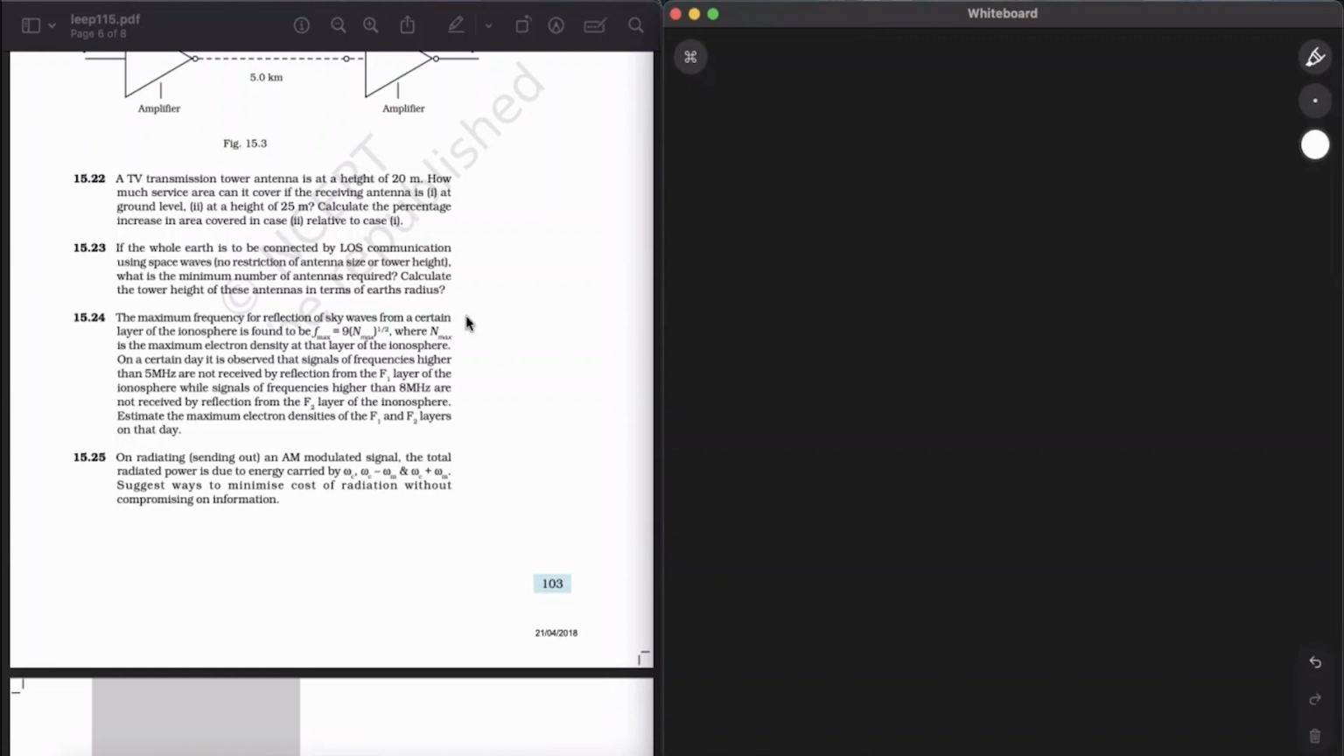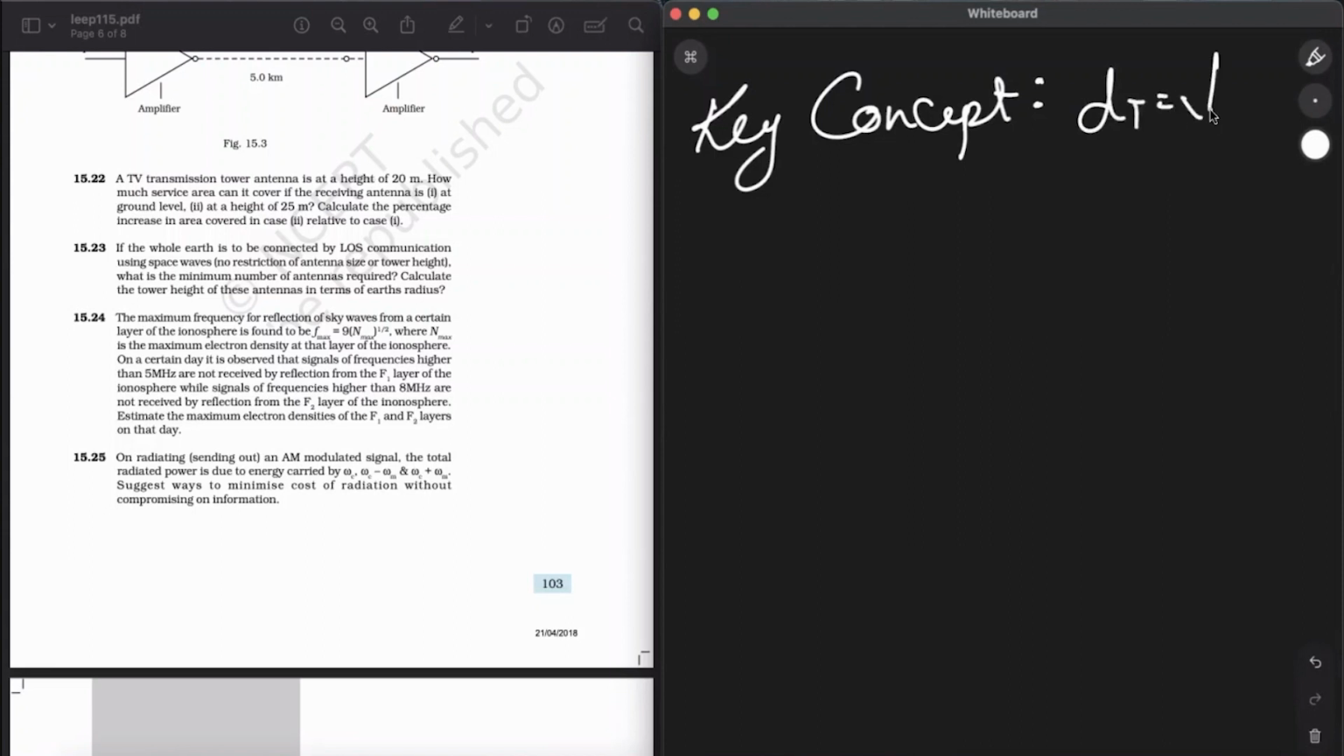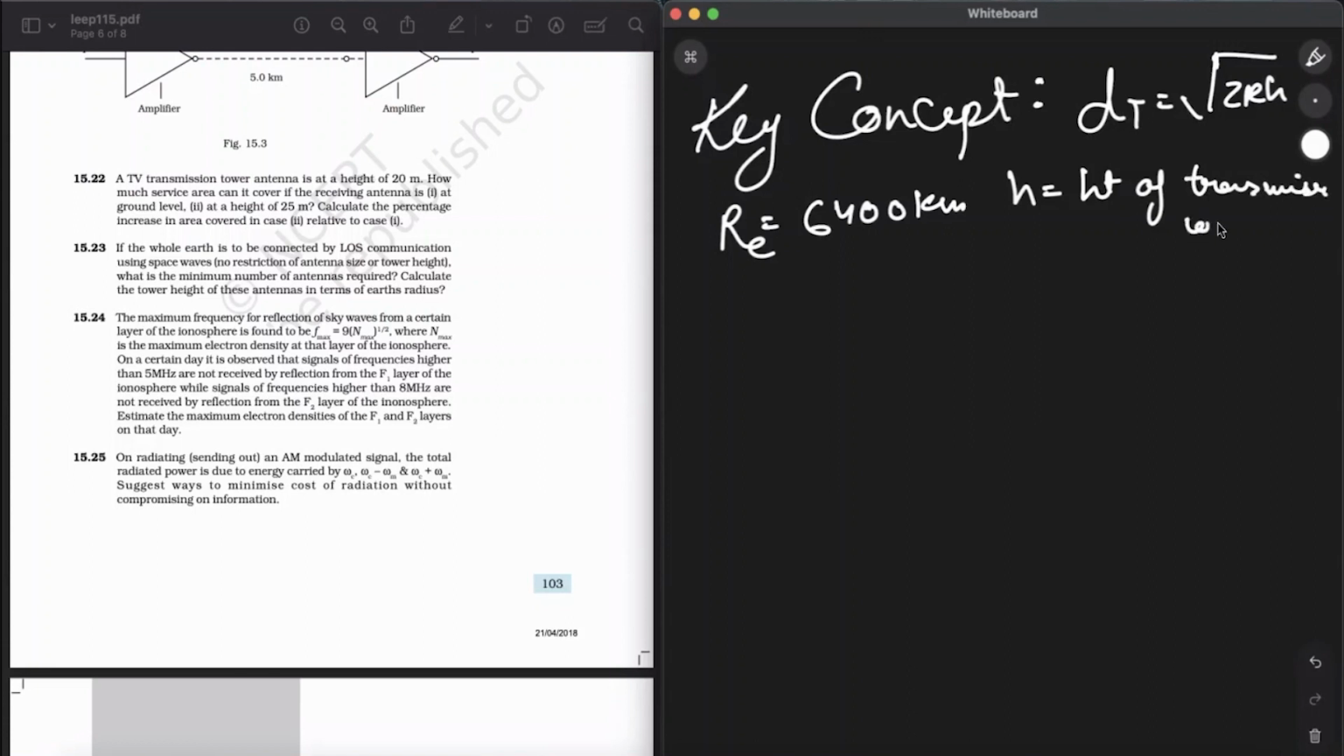So first of all, the key concept behind this you need to know. Key concept is that the distance of range of transmission, I've already proved, is under root 2RH, where R is the radius of Earth. The value of R you should know, 6400 kilometers. That is the radius of Earth. HT is the height of transmission tower.